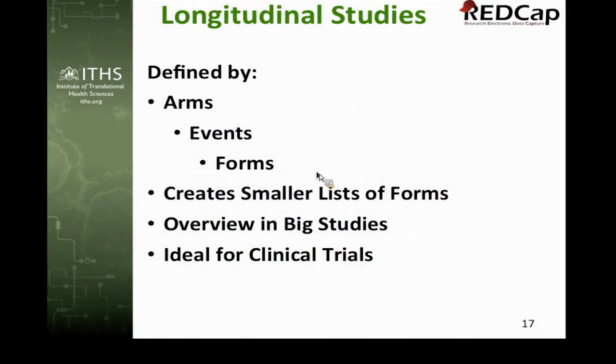Longitudinal studies, I referred to them shortly. So longitudinal studies are defined by arms, meaning you can have multiple different arms. Let's say you can have a placebo group and an intervention group, or drug A versus drug B versus drug C. Location A, location B, location C, whatever you want. However, each arm is basically its own little mini project within REDCap. So a record can only live in one arm at a time.